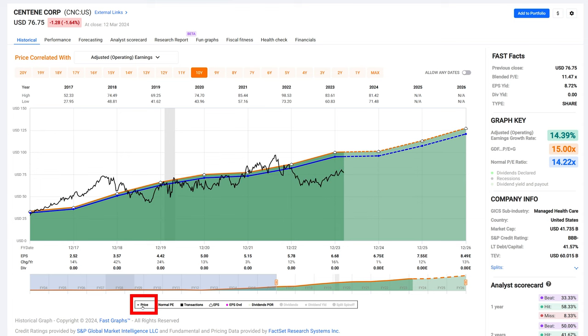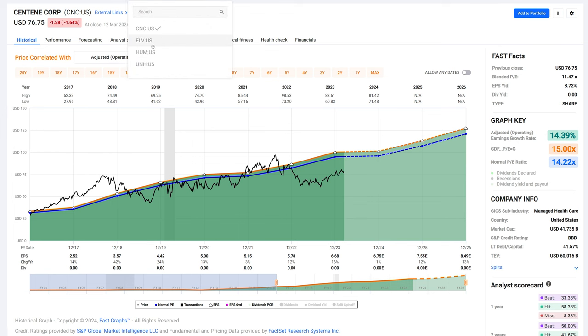And if I put the price on the graph, once again, you see how the price tracks the earnings-justified valuation line of 15, and when it gets below it, it tends to come back to the orange line, and it does this over and over and over again. But Centene is the only one in the group that does not pay a dividend.